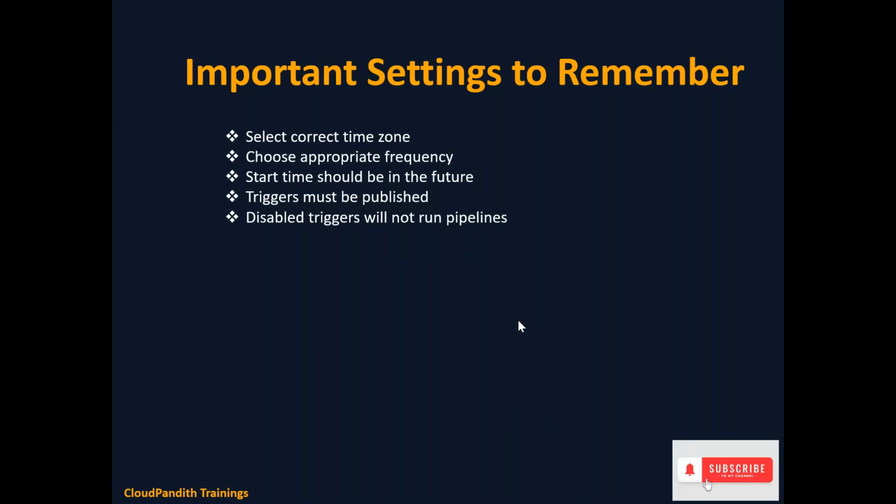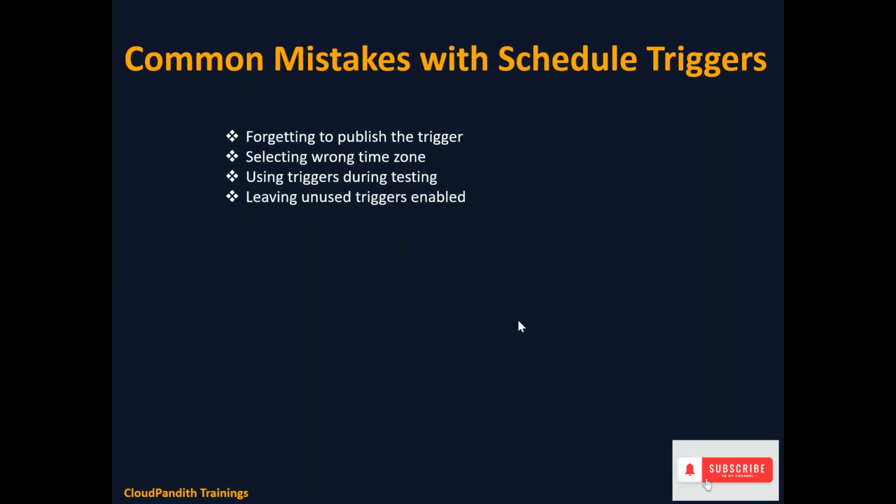For example, you may not have proper permissions to set up an event-based trigger or storage account access. In such cases, when you publish, it will go to stopped state. It will not throw any error. So that's why these are very important settings you need to remember. A common mistake with scheduled triggers is forgetting to publish the trigger. Selecting a wrong time zone is a problem, team. If you select a wrong time zone, your pipeline will not trigger.